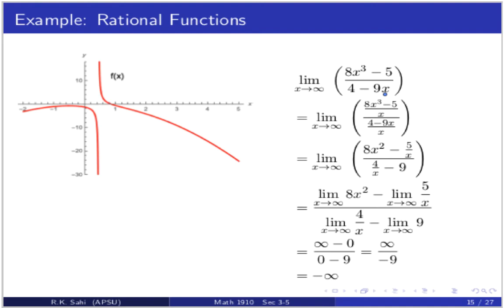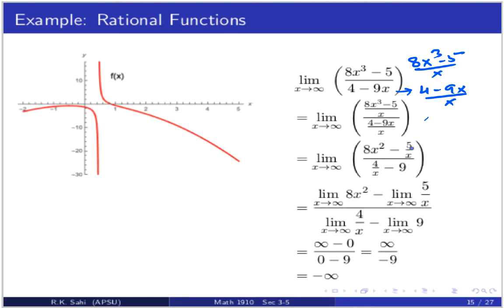So according to the theory, we will divide the numerator and the denominator by x, because the degree of the denominator is 1. So we will divide this by x, that is, we will have 8x cubed minus 5 over x. Similarly, the denominator will be divided by x, which is in the next step. Now, we're going to simply do our calculations. You will have 8x squared minus 5 over x, over 4 over x minus 9.